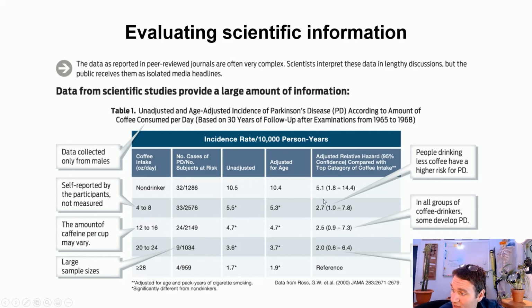And when you're looking at the data, you might want to make sure that you understand what they're reporting. So people drinking less coffee have a higher risk for PD, Parkinson's disease. But in all groups of coffee drinkers, some of them did develop Parkinson's disease. So it's not a cure or anything like that, but people drinking more coffee do seem to have a lower risk for Parkinson's disease, according to this particular table.